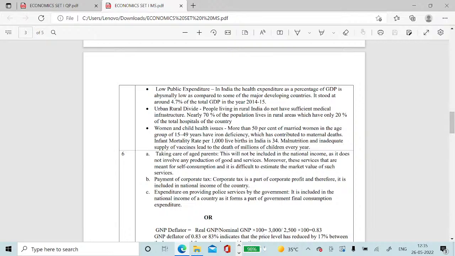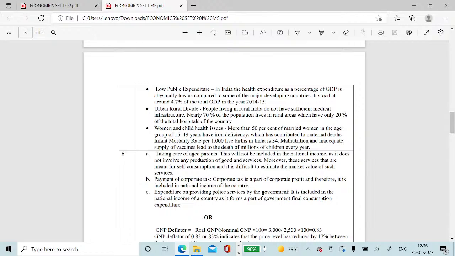Urban rural divide. People living in rural India do not have sufficient medical infrastructure. Nearly 70% of the population lives in rural areas, which have only 20% of the total hospitals of the country. Women and child health issues. More than 50% of married women in the age group of 15 to 49 years have iron deficiency, which has contributed to maternal deaths. Infant mortality rate per thousand live births in India is 34. Malnutrition and inadequate supply of vaccines lead to the death of millions of children every year.